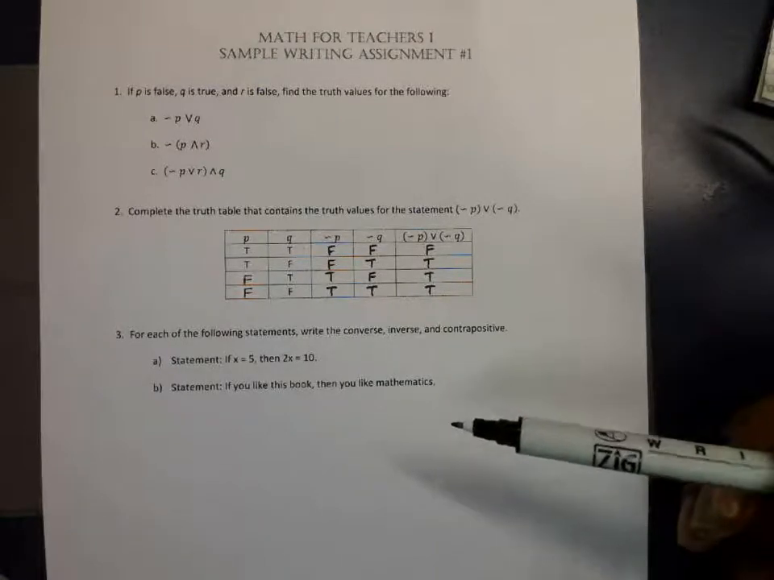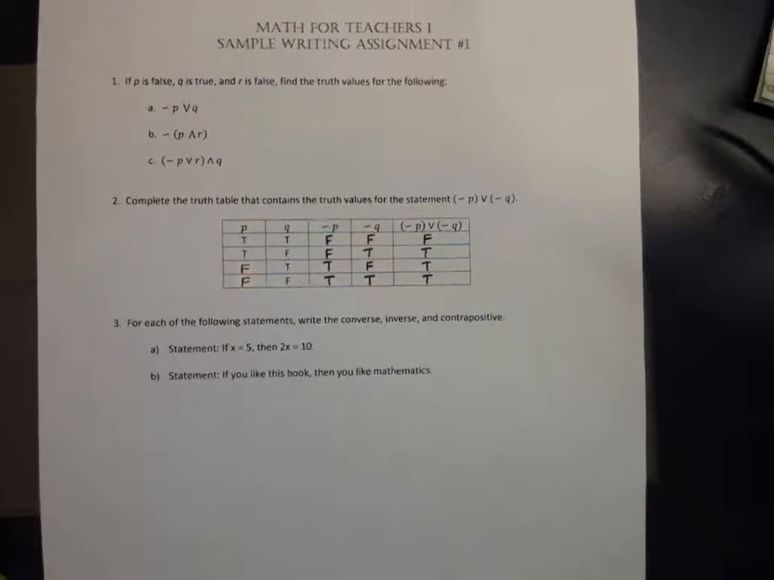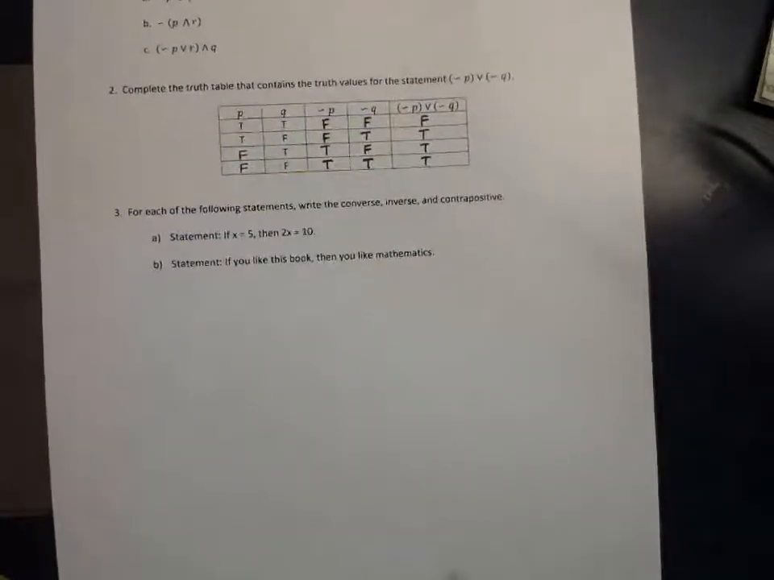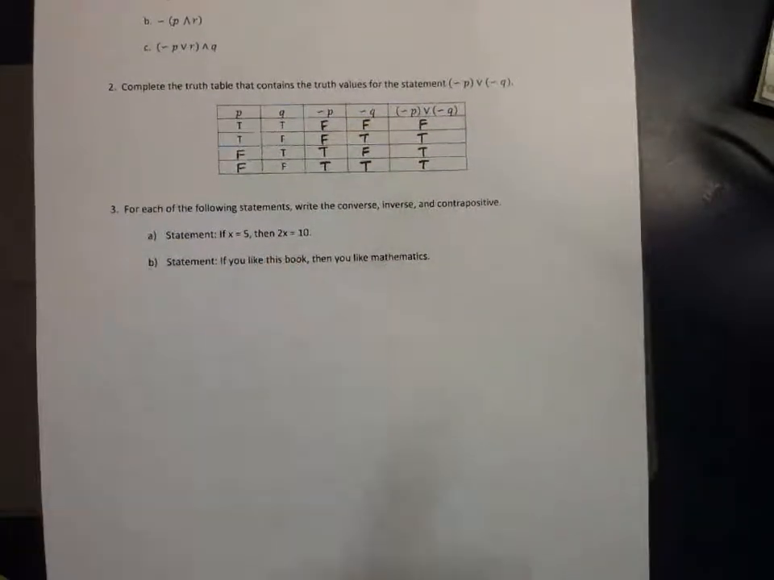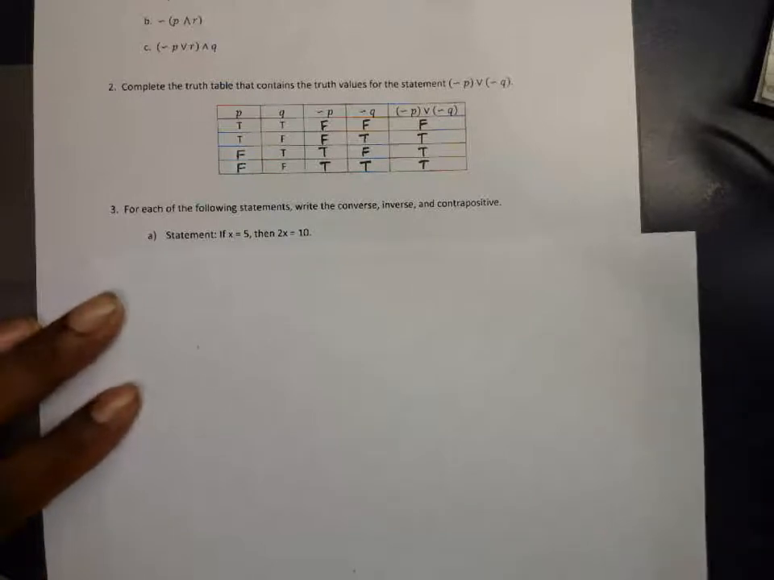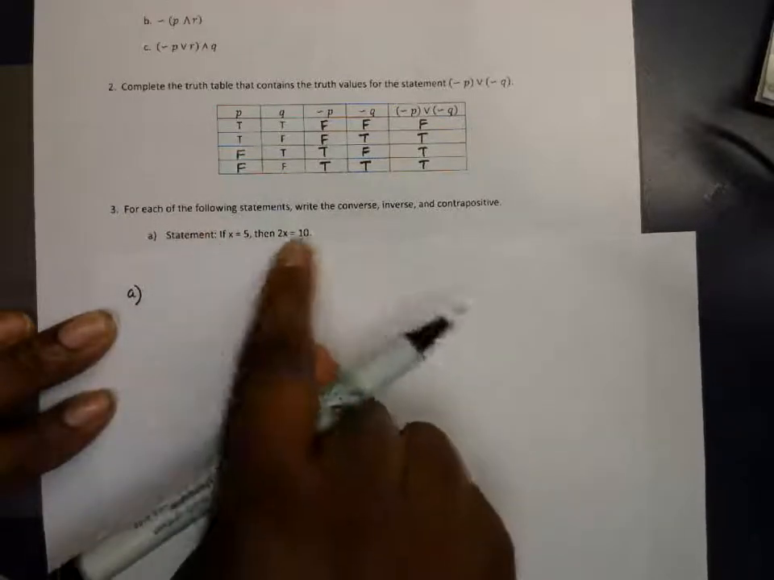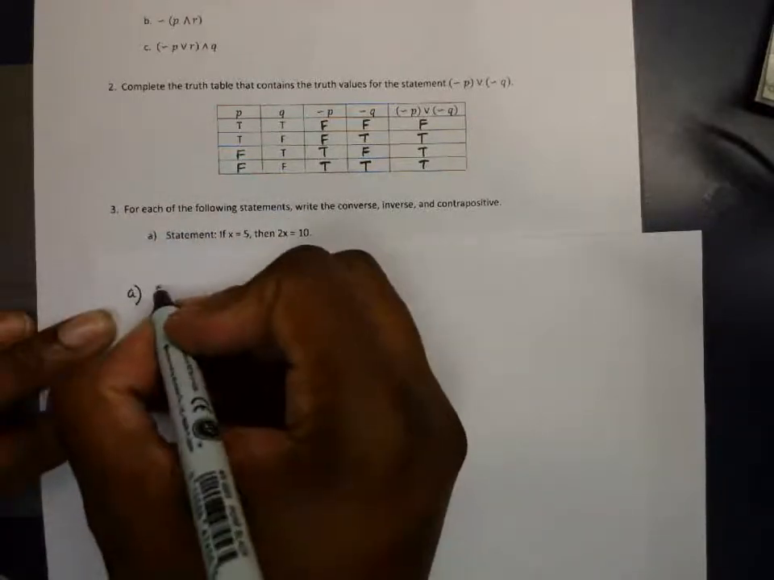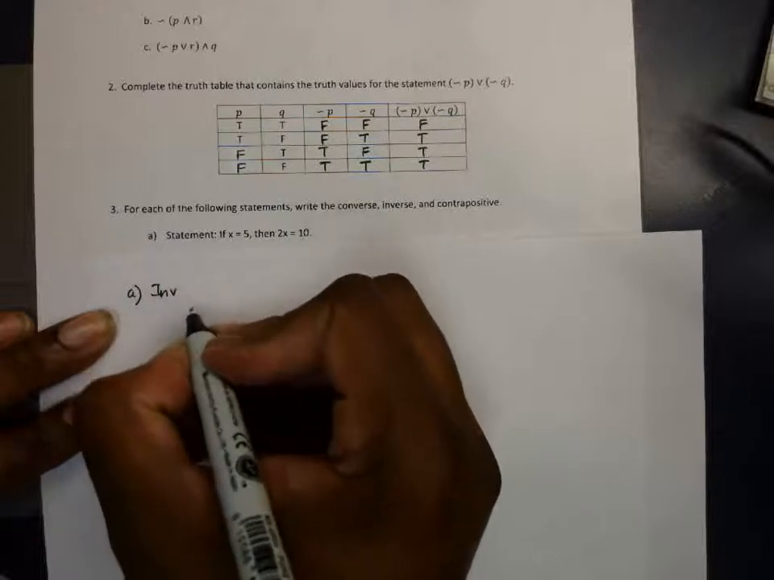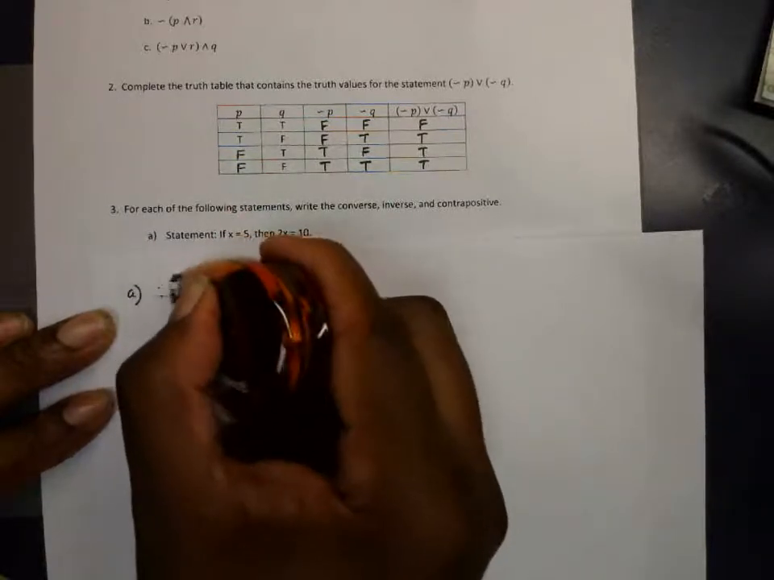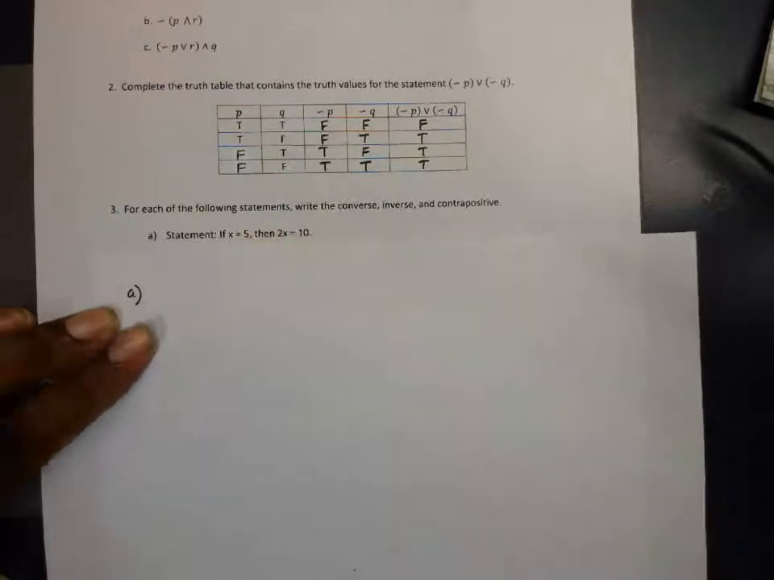Okay. Now, number 3 is writing the converse, inverse, and the contrapositive for each of these statements here, starting with part A. If x is equal to 5, then 2x is equal to 10. All right, so that's the statement. Let's write the inverse of that statement. No, the converse. Let's start with the converse first.